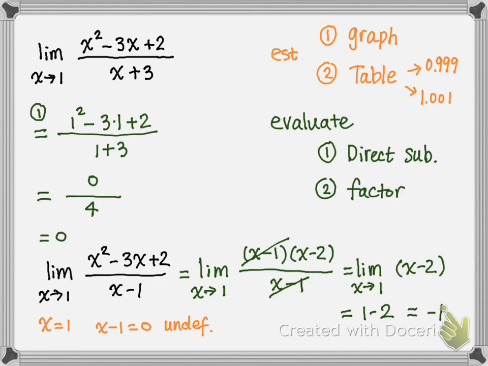Now the third step is for when we cannot factor, and we will use the conjugate. That is when we have a radical expression. So if you have limit as x approaches 1 again, in this case, x minus 1 over square root of x minus 1.